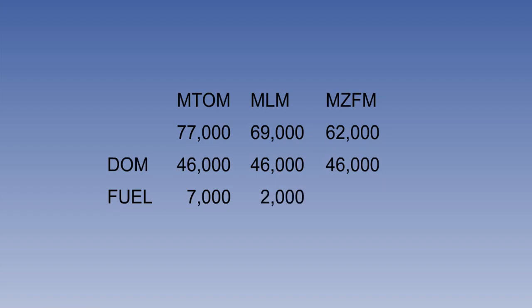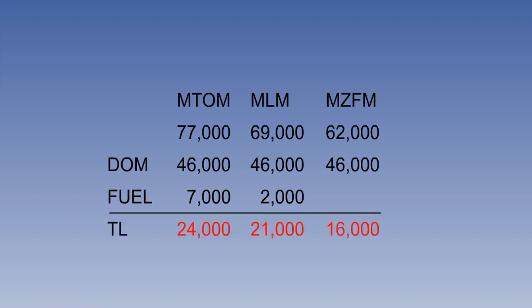We can now put these figures into our table. Be sure not to enter any fuel figure into the maximum zero fuel mass column. We can now do the calculations. The lowest figure is 16,000 kilograms, and so this is the maximum traffic load that can be carried, so as not to exceed the structural limits imposed by the maximum zero fuel mass. To emphasize the point, we shall do one more example.